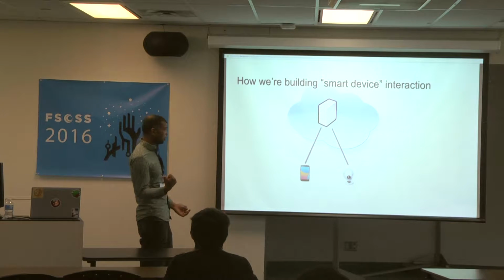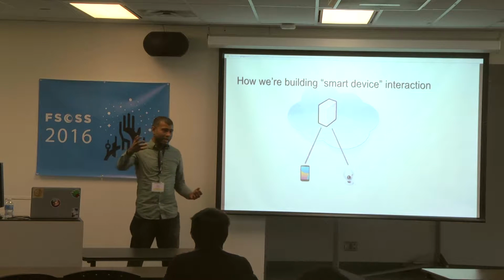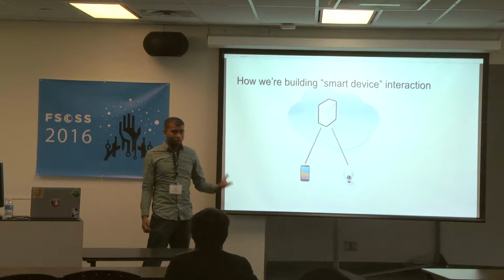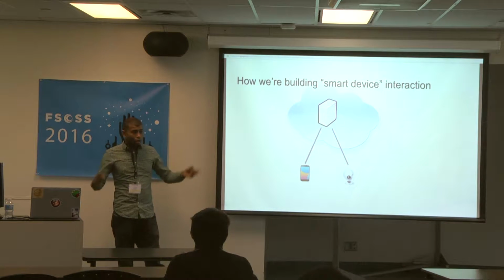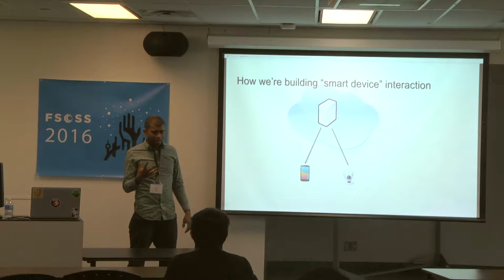And this is yet another way we're building smart device interaction. We take a device, put it up on the internet. This avoids the app issue. The user doesn't have to download an app. They can just coordinate through this internet server. And that sort of works.